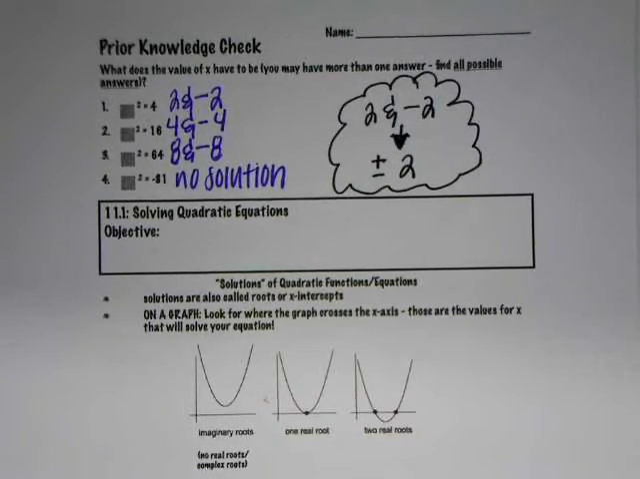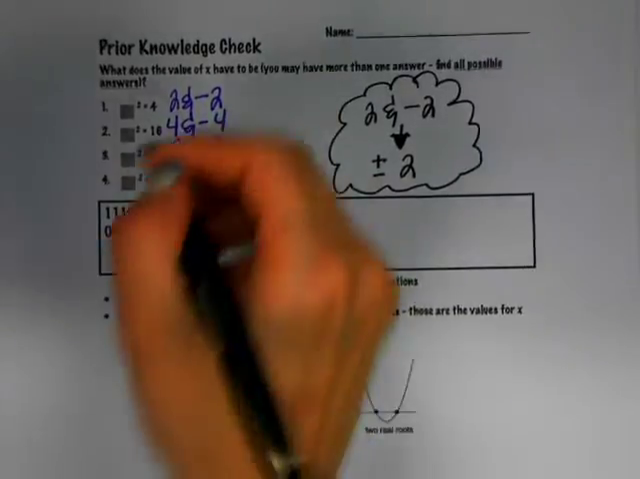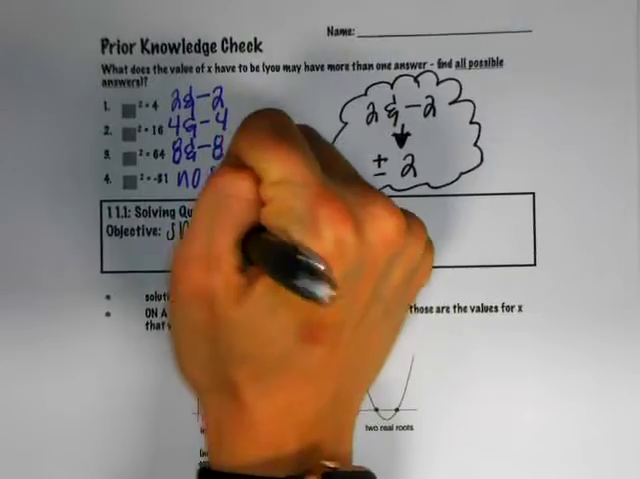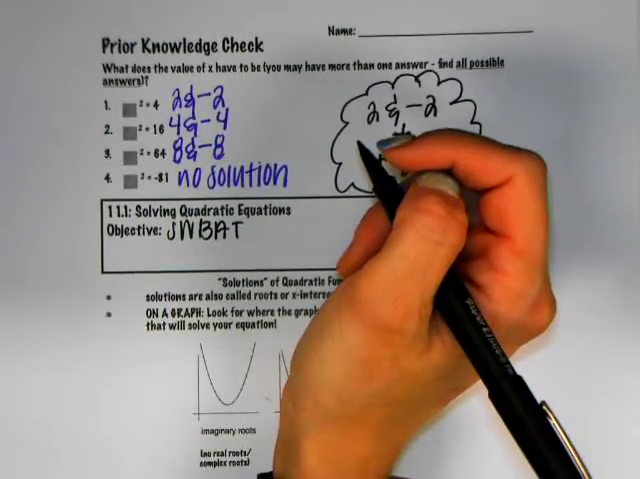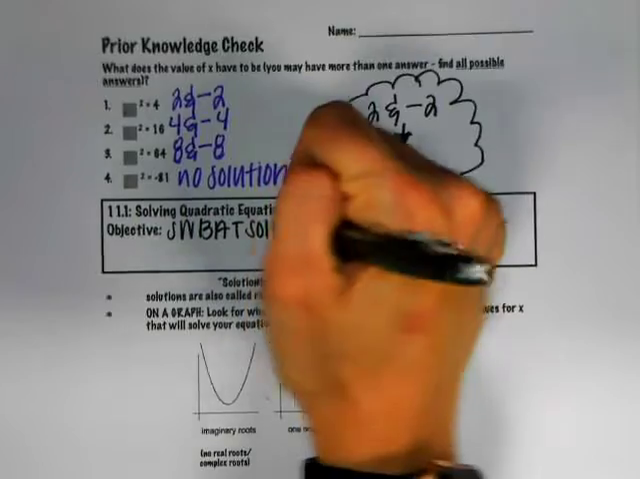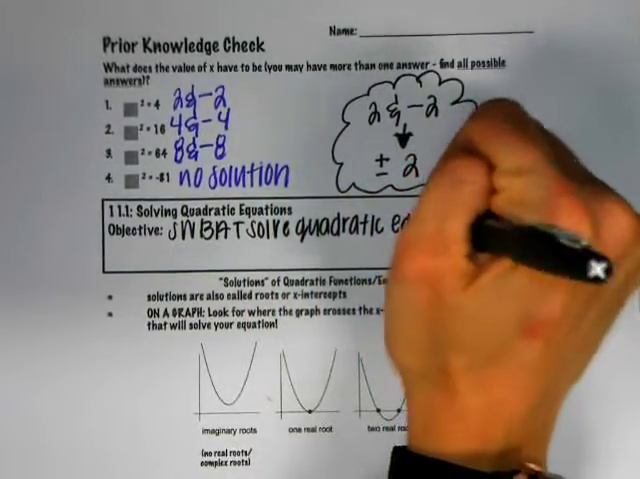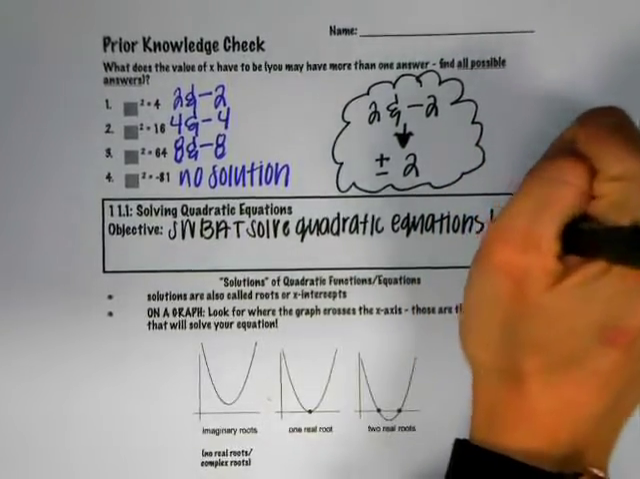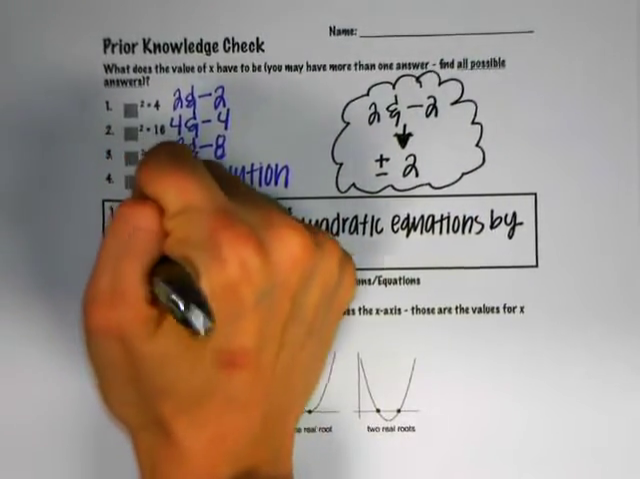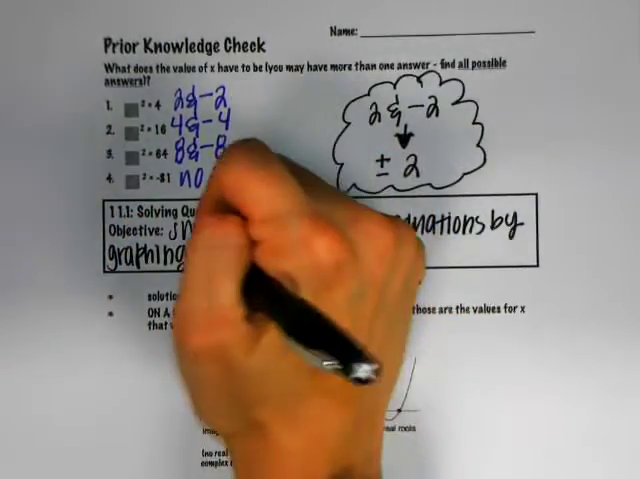All right. The first half of this unit is spent learning all different kinds of ways to solve quadratic equations, so all of your equations that have an x squared in them. 11.1. Your objective is students will be able to solve quadratic equations by graphing and using square roots.